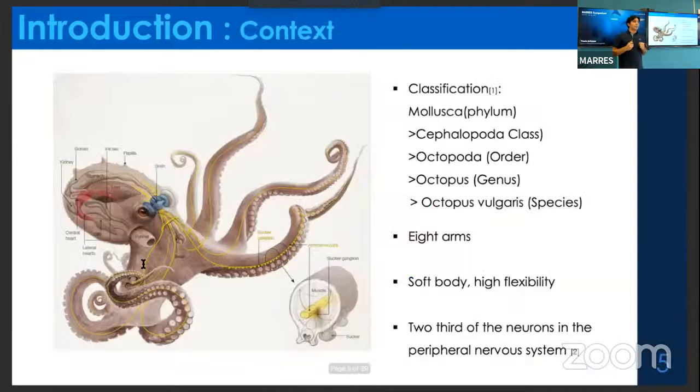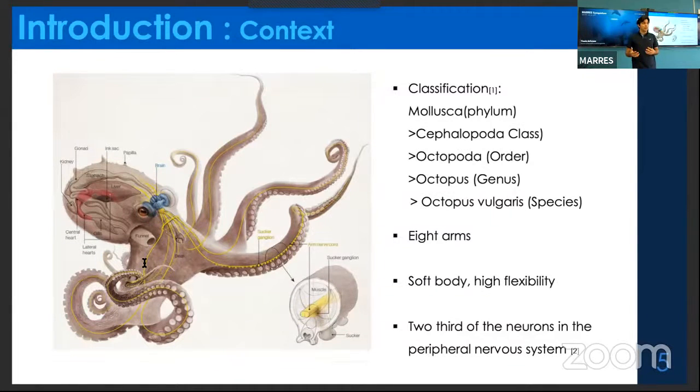So let's start with the study subject. We studied the octopus. The species was Octopus vulgaris, which is a cephalopod from the phylum of the mollusks. It is well known for its 8 arms, its really soft body and high flexibility. And despite having the most centralized nervous system of all the mollusks, it has 2/3 of its 500 million neurons present in the peripheral nervous system, which is represented here in yellow.